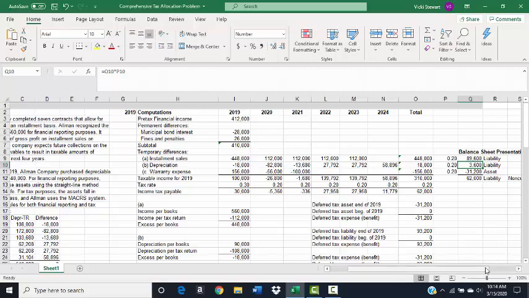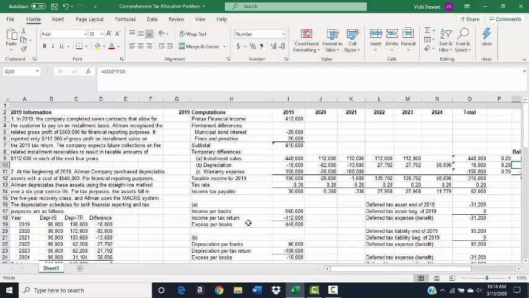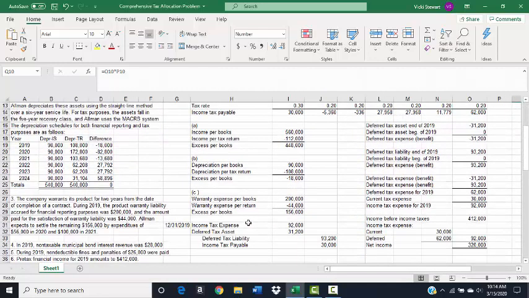Okay, the last item that's a temporary difference is going to be warranty expense. So this tells us in the problem the company does give a 2-year warranty on all of the at the completion of their contracts. So the amount for 2019 that was recorded as warranty expense per books and recorded as a liability would have been the $200,000.